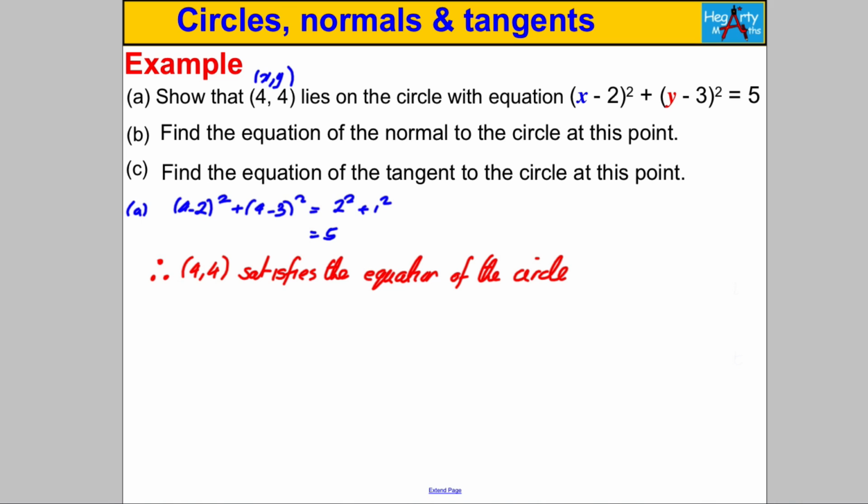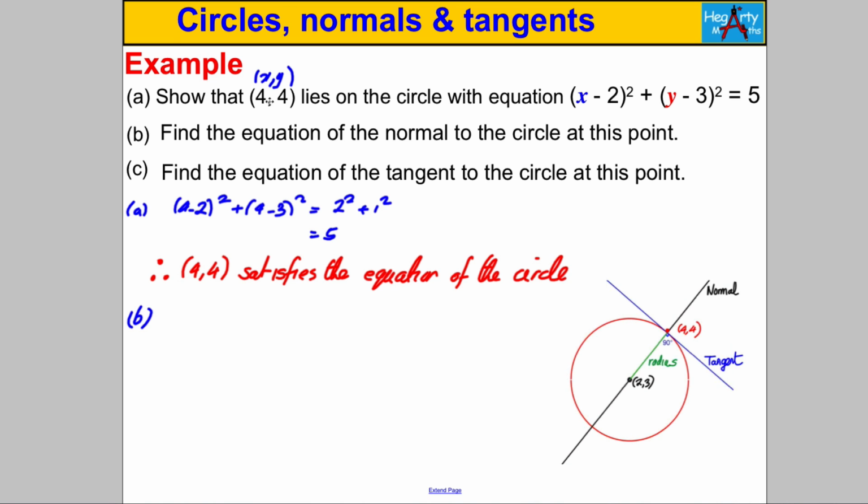Now part B is where we're asked to work out the equation of the normal to this circle at this point. So let's use the picture I did on the last page. It's the very same circle with point (4, 4) and center (2, 3) from this information here. It's got radius root 5, because it's what squares to 5. Okay, now there's our picture.